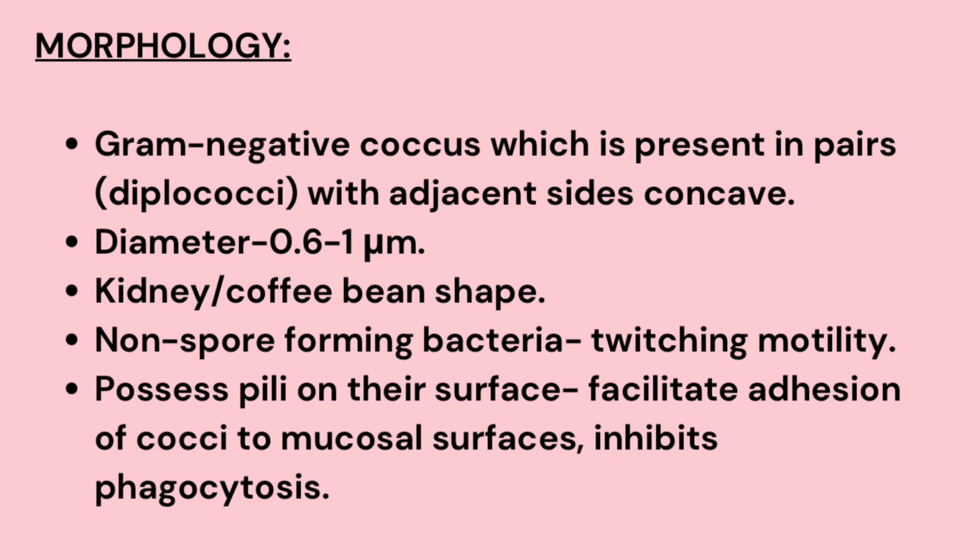The gonococcus possesses pili on its surface, and it is the pili that facilitate adhesion of cocci to mucosal surfaces, and it also promotes virulence by inhibiting phagocytosis.